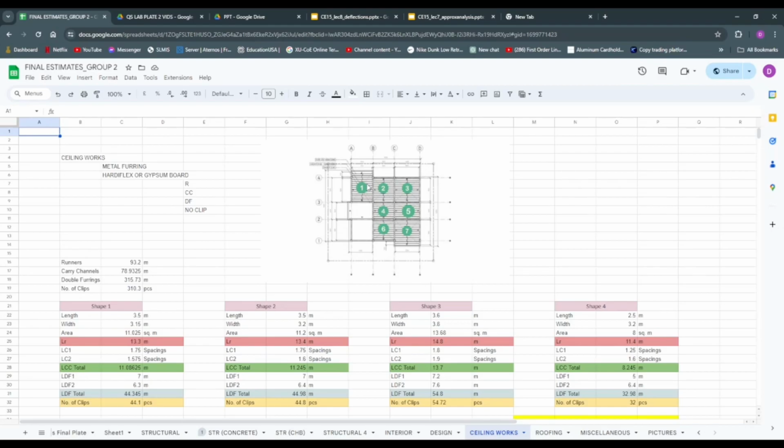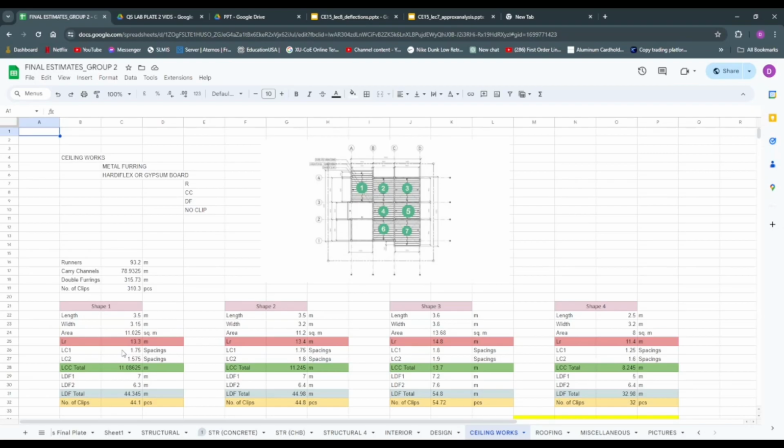What I did is consider each square as one shape. All in all, there are 7 shapes, and for each shape in the AutoCAD file, I get the measurements, the length and the width, and get the area. Getting the runners is basically the perimeter of the shape of the ceiling. To get the carry channel, you take the specific spacing, horizontal or vertical.